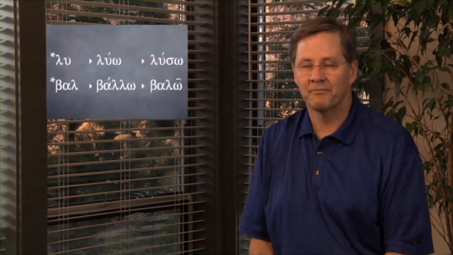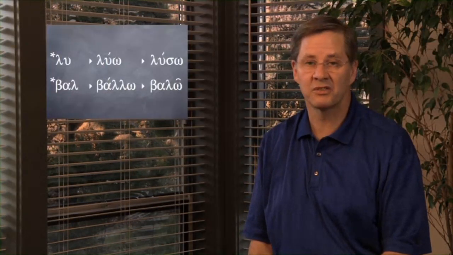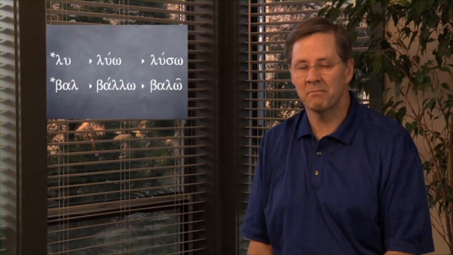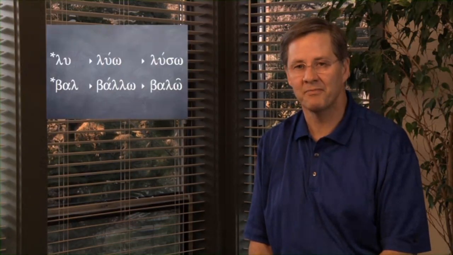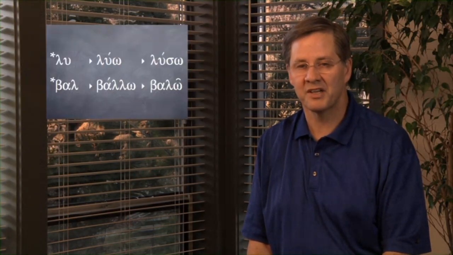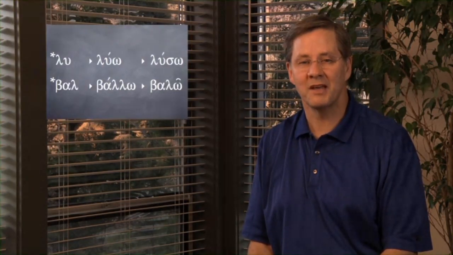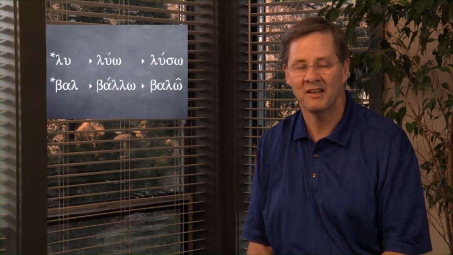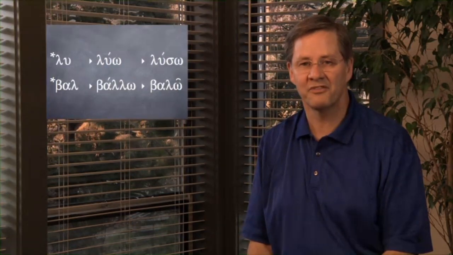So go back to luo. The root's lu, it goes to luo in the present and goes to luso in the future. Not a big deal. But when you get to balo, you're going to go from its root, bal, with a single lambda, to balo in the present, a double lambda. And then when you go to the future, it's going to be balo. Now forget the fact that there's no sigma there. I'll explain that in a second. But the important thing is to see it's got a single lambda in the future.